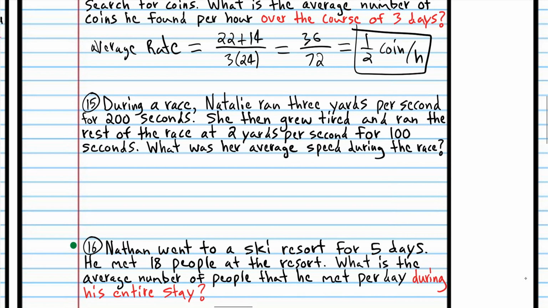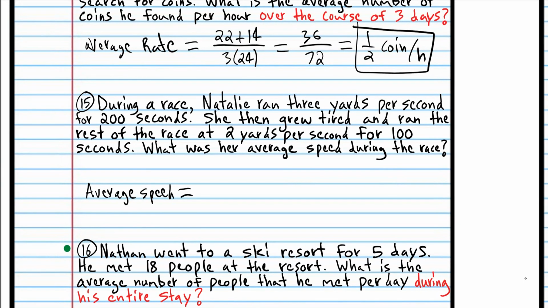Well, remember, average speed is the total distance traveled divided by the total time that's passed. But this is actually a weighted average problem. It's still going to be average speed, but the way that we're going to calculate it is different because it's going to be a weighted average. So the reason that this is weighted average is because Natalie was running 3 yards per second for 200 seconds, but she was only running 2 yards per second for 100 seconds. So you can't put the same weight on these numbers.